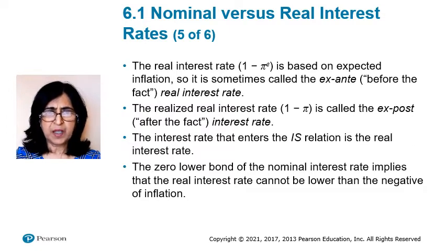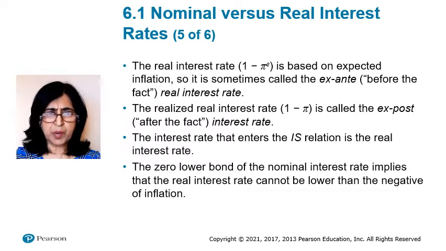For example, if it wants the real interest rate to be 4% and expected inflation is 2%, it will set the nominal interest rate i at 6%. The real interest rate, i minus π^e, is based on expected inflation, so it is sometimes called the ex ante, before the fact, real interest rate. The realized interest rate, i minus π, is called the ex post, after the fact, interest rate. The interest rate that enters the IS relation is the real interest rate.